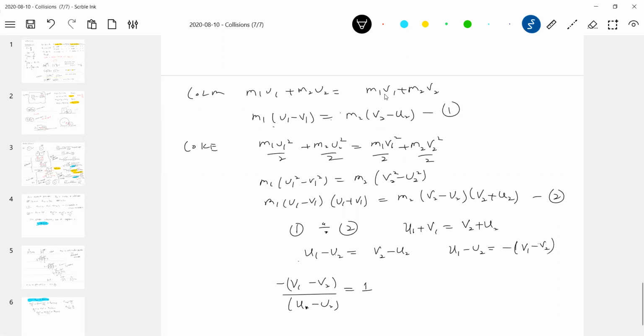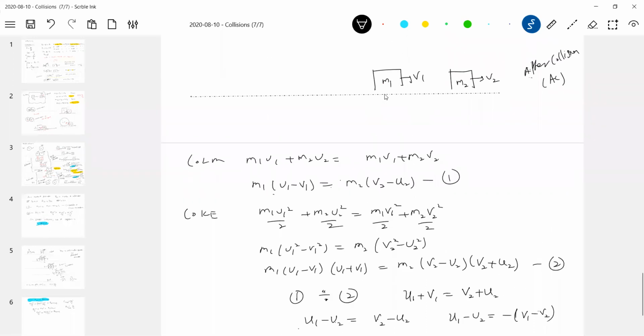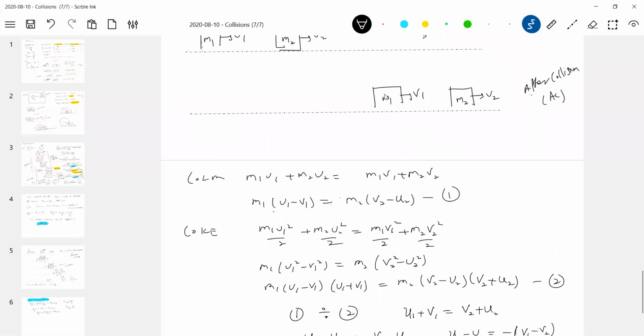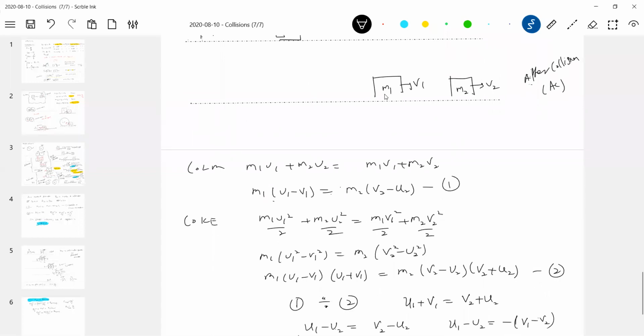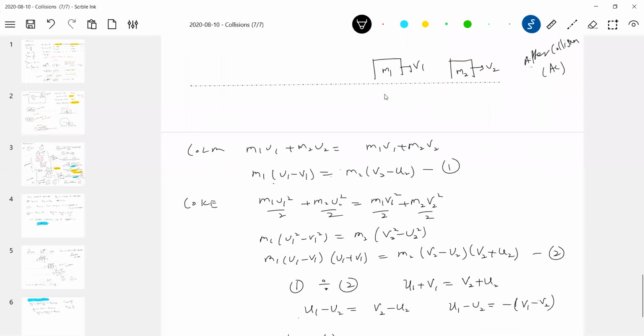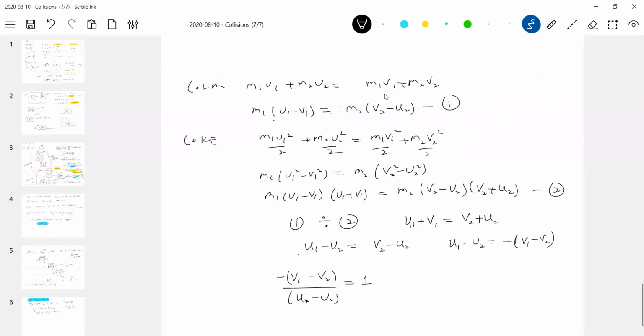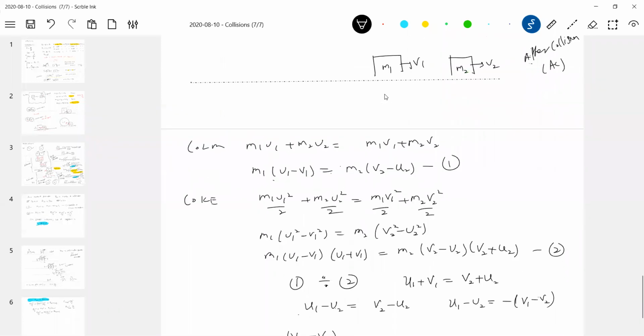So what is V1 minus V2? Looking at the diagram, relative velocity of separation. And what is U1 minus U2? Relative velocity of approach, because U1 minus U2 will make them approach. And further, V2 minus V1 will make them separate.